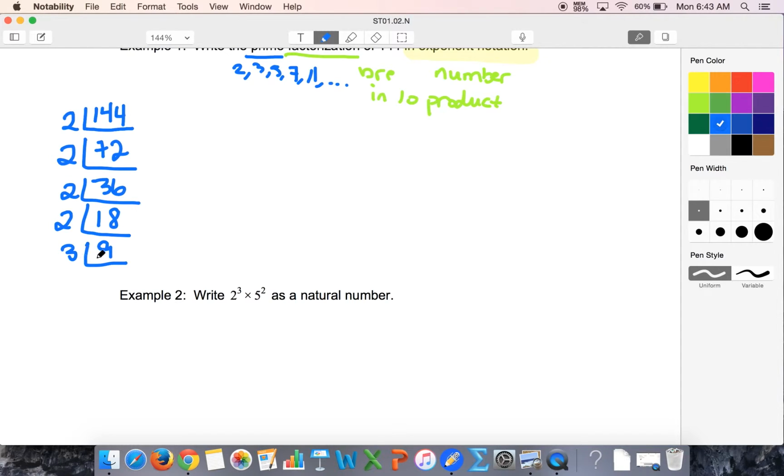So I divide by 3. That leaves me with 3. And again, I can divide 3 by 3, and I'm left with 1. And 1 is my stopping point. There's no more primes that go into the number 1.